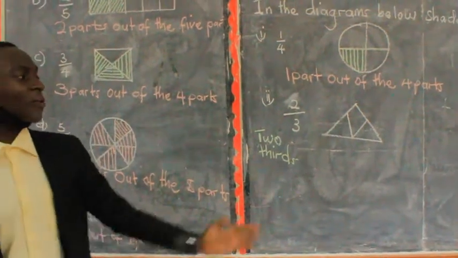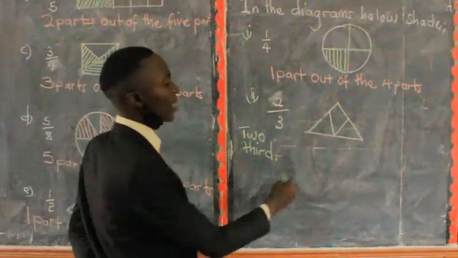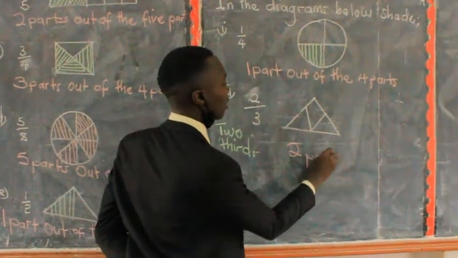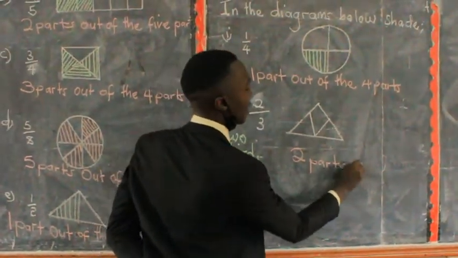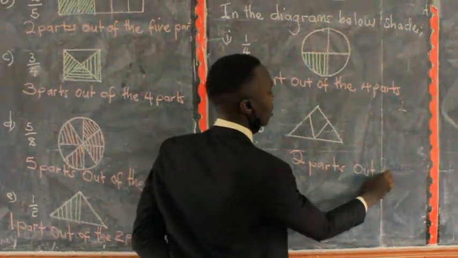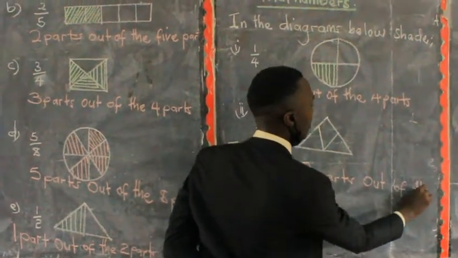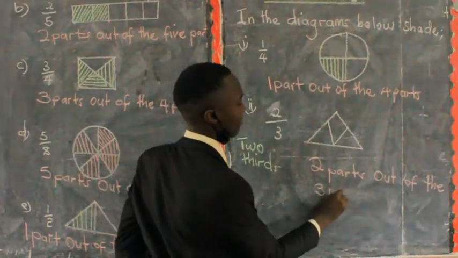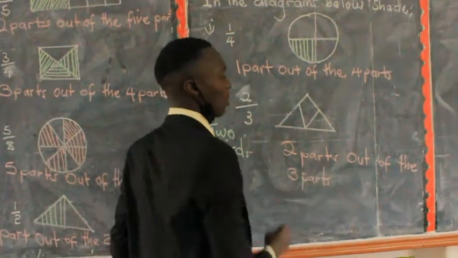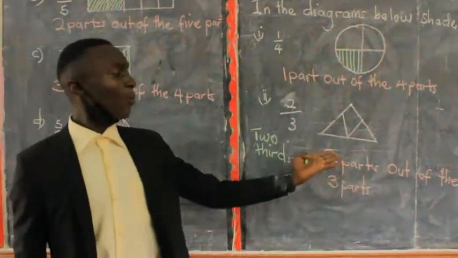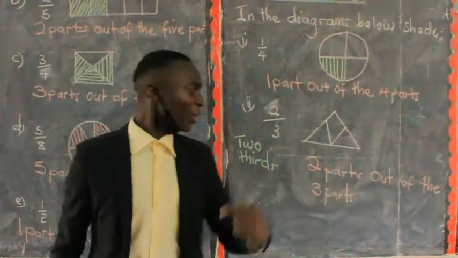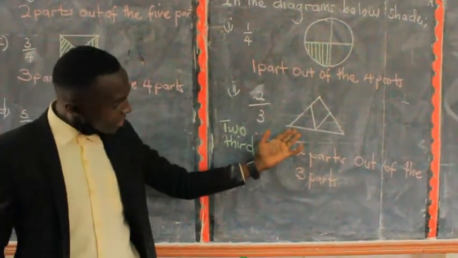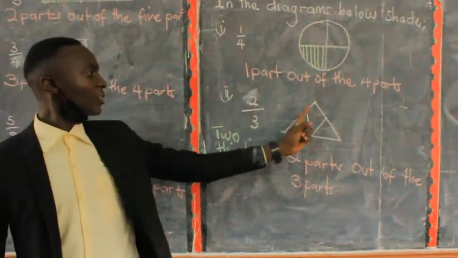So now we are going to shade. This simply means that we are going to shade 2 parts out of the 3 parts. We are going to shade 2 parts out of the 3 parts. How many parts, by the way? They are 3. Is it right? Let's count. 1, 2, 3.